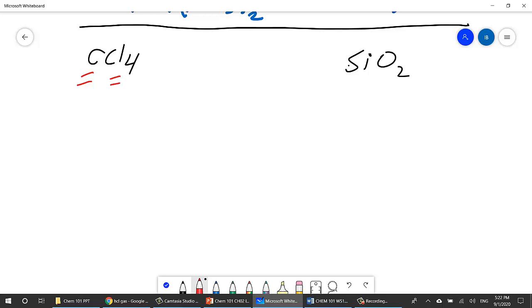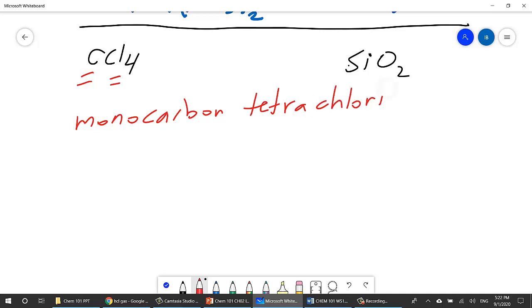So you can name this mono carbon tetrachloride. But usually we drop the mono. So it's carbon tetrachloride. Carbon tetrachloride is the name for CCl4, which is a common solvent in chemistry.